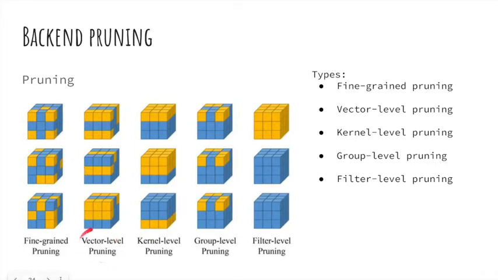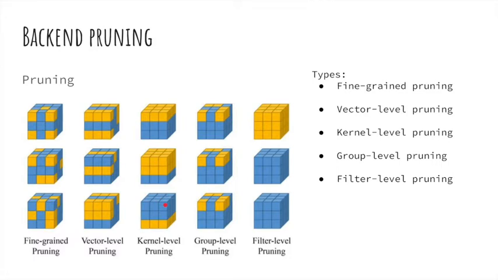The second type is vector level pruning. It means that instead of measuring one by one, I measure the importance row by row, that is, vector by vector. The third one is kernel level pruning. I will either pick or throw away a k times k kernel.